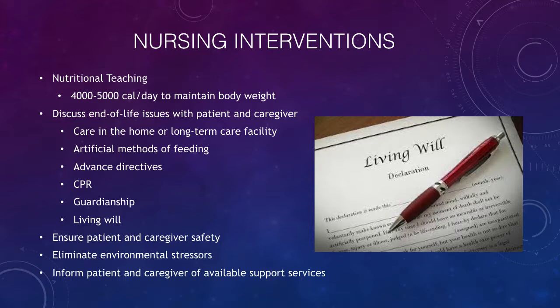The nurse will also need to discuss end-of-life decisions with the patient and caregiver. Things to be discussed include living arrangements such as in-home care or nursing home. Advanced directives and guardianship should also be discussed. As the disease progresses, the patient may be unable to make their own decisions and will need someone to make those decisions for them. We also need to ensure patient and caregiver safety at all times.